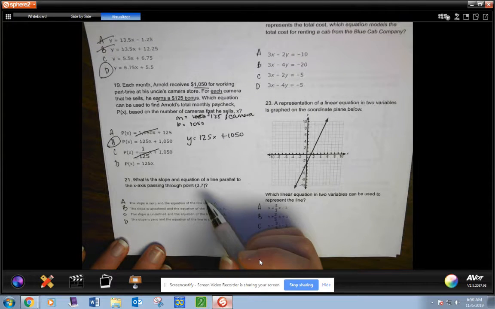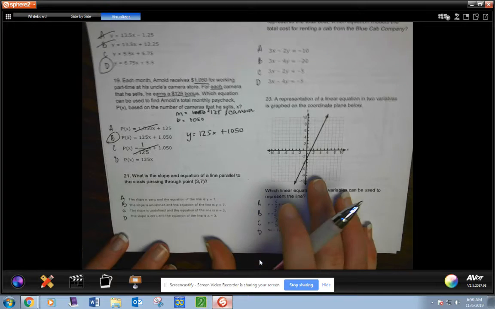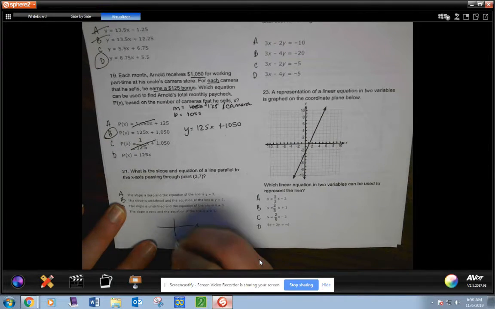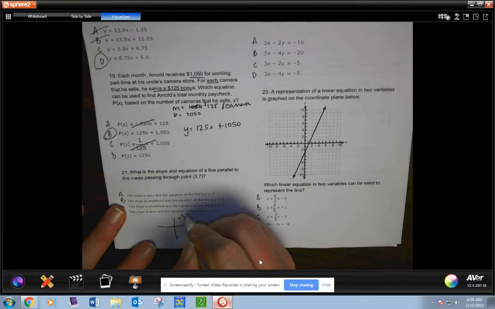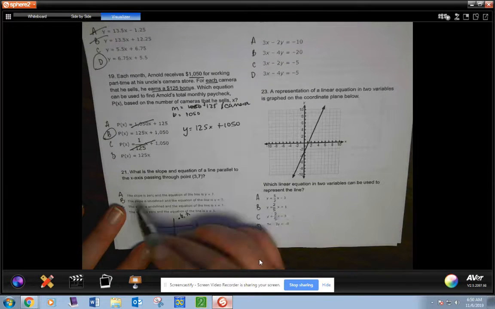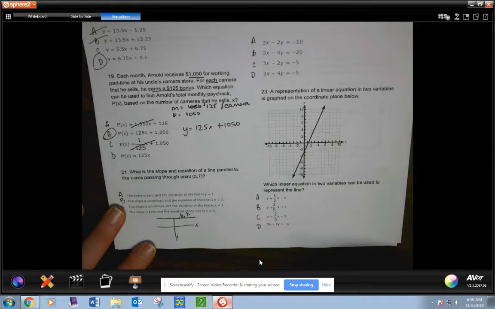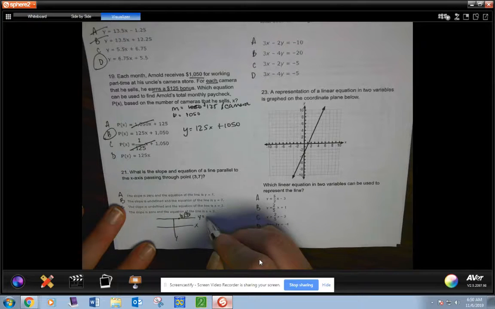For 21, what is the slope of the equation of a line parallel to the x-axis passing through the point (3, 7)? Okay, so again, I'm going to draw me a grid, x and y. I'm going to put the point (3, 7) right here. I'm just guessing. And I want it to be parallel to the x-axis. So if I want it parallel to the x-axis, the line has to go this way. If the line is going that way, it is going across the y-axis at the number of y, which is 7.